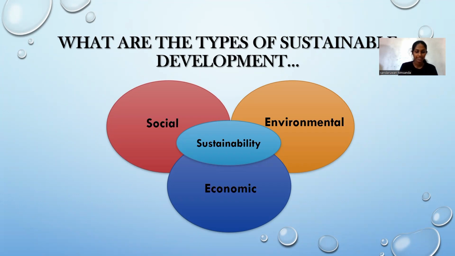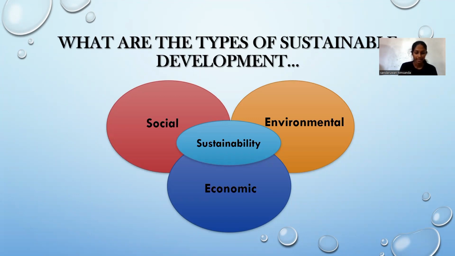My topic is what are the types of sustainable development? First one is social. The purpose of social sustainable development is to ensure equal opportunity for people to achieve fundamental rights and basic conditions of life and participation in decision making in one country and in globalization.